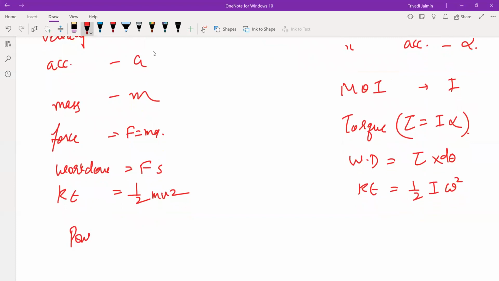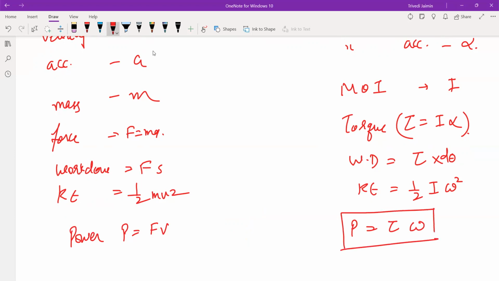Power formula: P equals work done by time, or force into velocity. You know this one also, right? Work done by time, so force into displacement by time, and displacement by time is velocity. For rotational, power will be torque tau into velocity omega. See, the units will be the same.